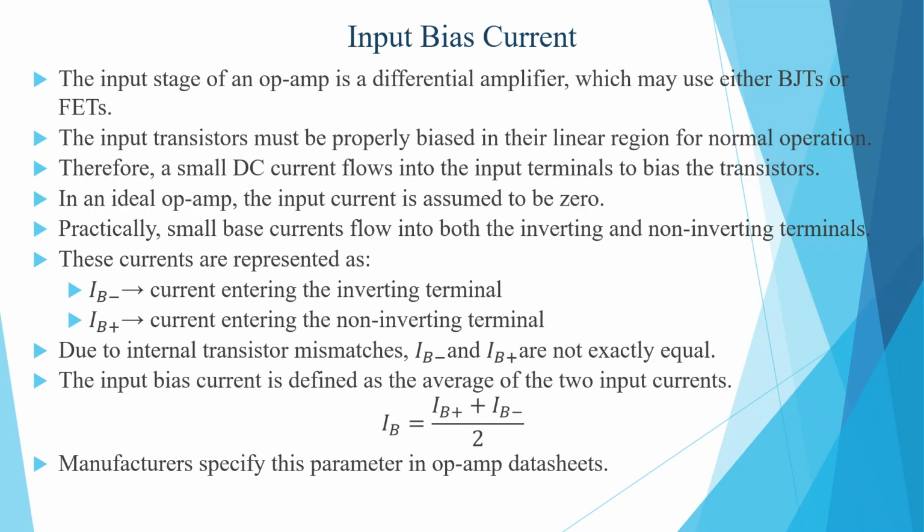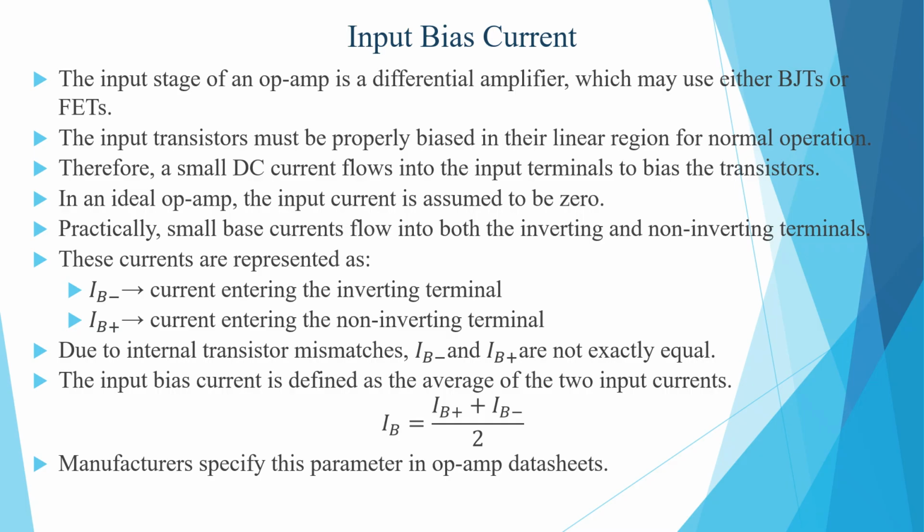Input bias current. The input stage of an operational amplifier is usually a differential amplifier made using transistors such as BJTs or FETs. These transistors must operate in their active or linear region for proper amplification. To maintain this operating condition, a small DC current is required at the input terminals. In ideal op-amp analysis, we assume that no current enters the input terminals. However, practical op-amps draw a very small input current called the input bias current.